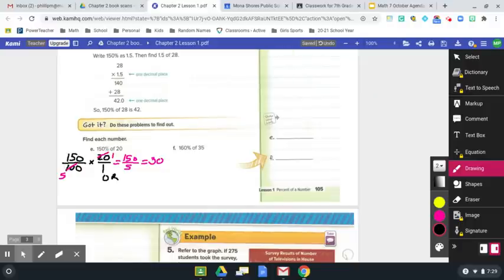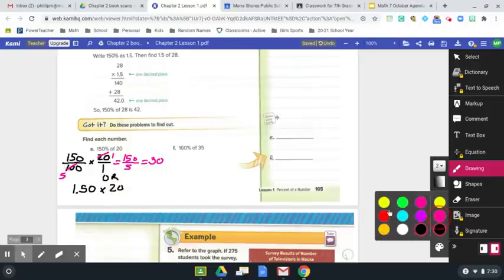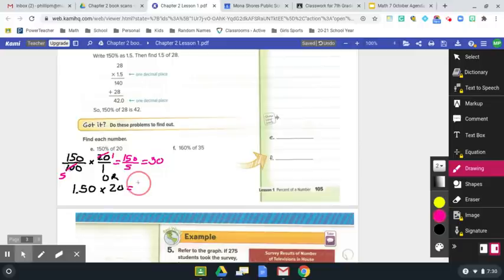So remember, you move it 2 places to the left. So that means this becomes, as a decimal, 1.50, or 1.5 is fine, times 20. Okay, double check it, multiply it out using your calculator. What do you see? You should get the exact same answer, right? It should be 30.